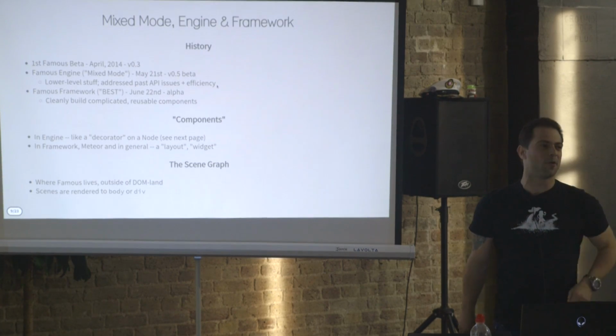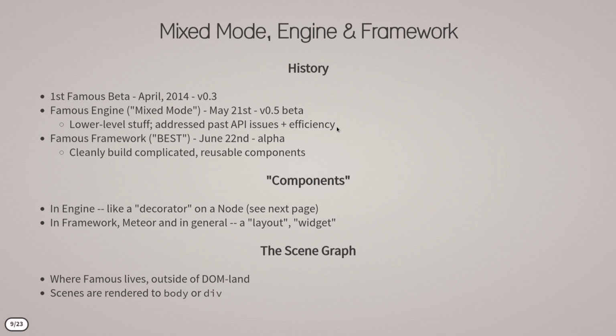So what's very important before I carry on is just to give you a very brief history, because there are a few different parts of Famous floating around the internet now in different versions. The first Famous beta came out in April last year. That's what's been around up until last month, the version 0.3 stable but deprecated release. And what came out last month is the new engine, aka mixed mode, which handles only all the low-level stuff, and it does it really, really well.